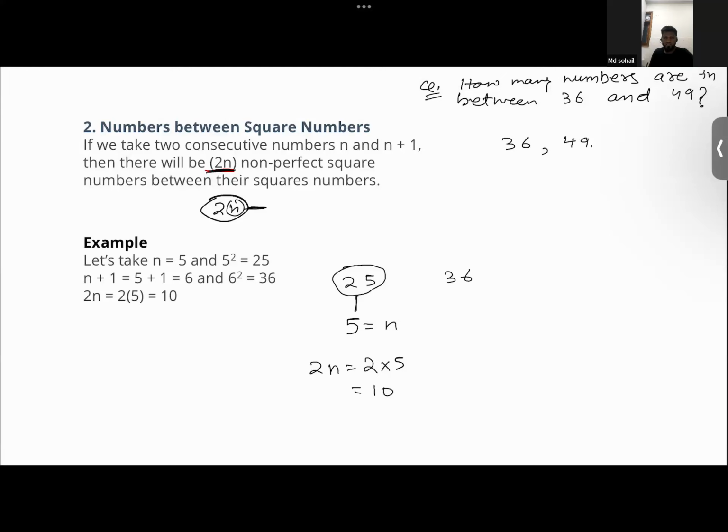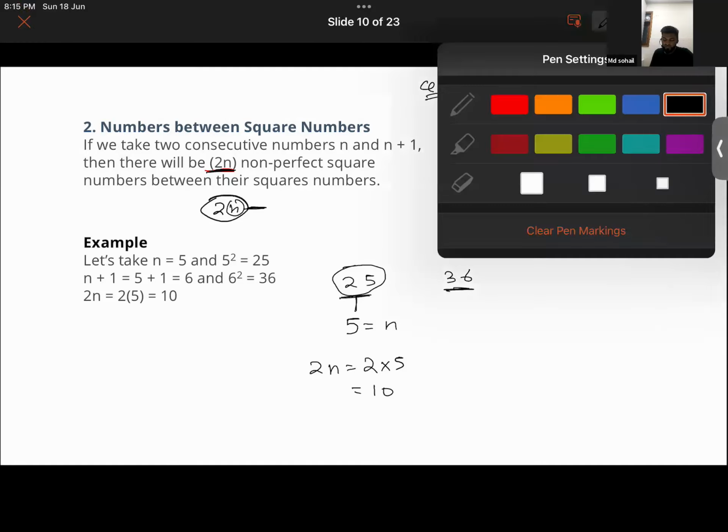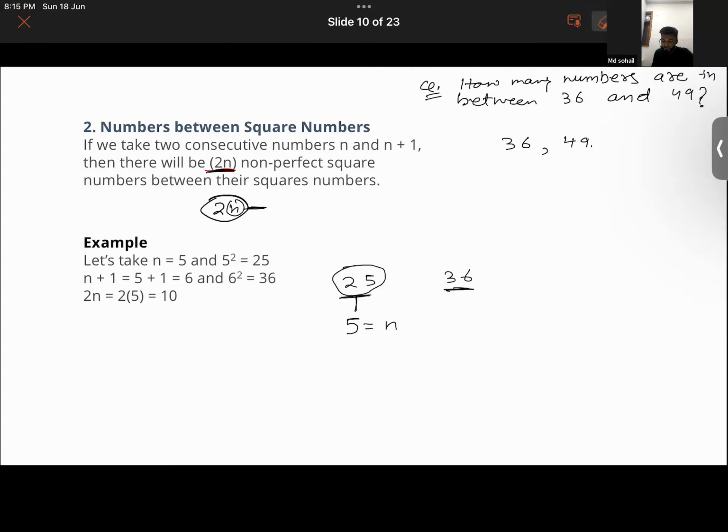Look, the question was that you are provided with two square numbers, 25 and 36 respectively. And you are asked how many numbers are in between 25 and 36. The numbers we know are going to be 26, 27, 28, 29, 30 up to 35, and the total is 10. We can count that. But how do we calculate it with the formula?